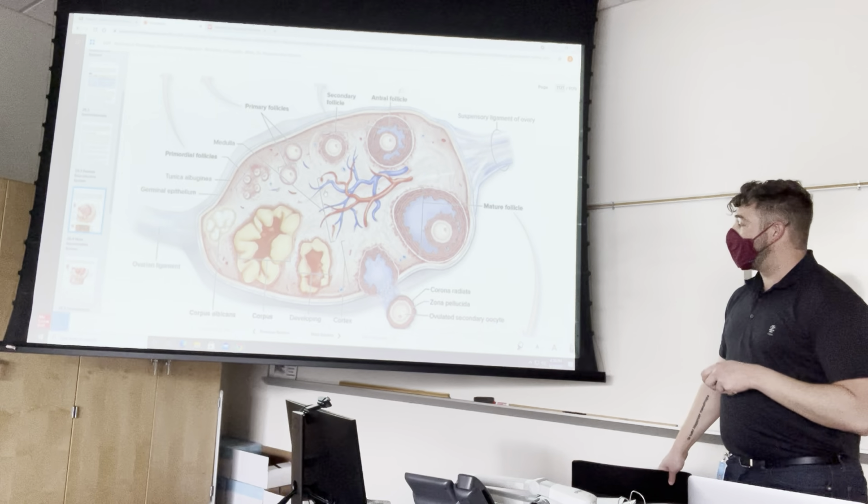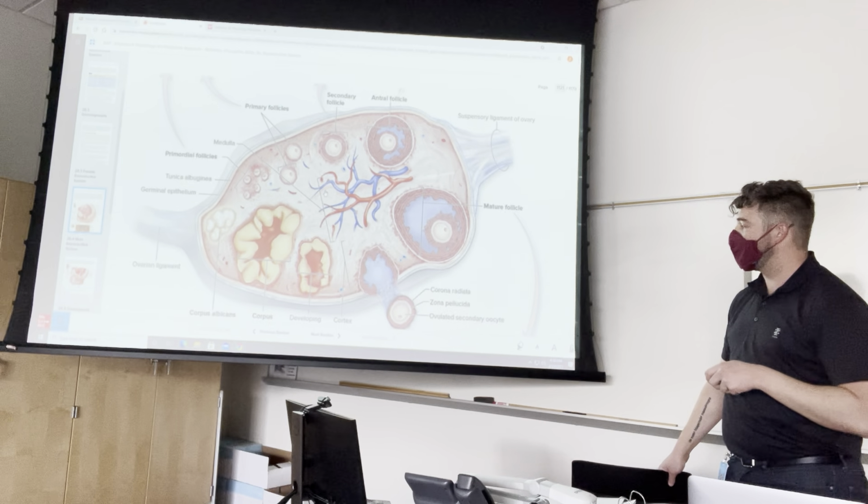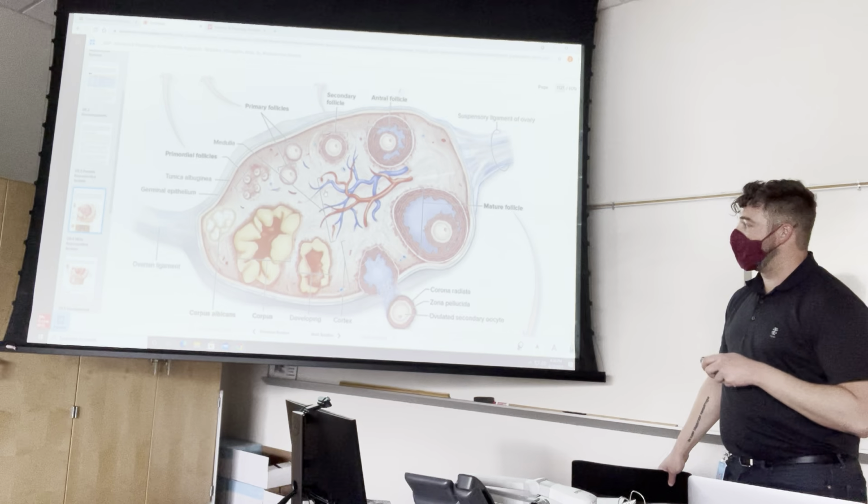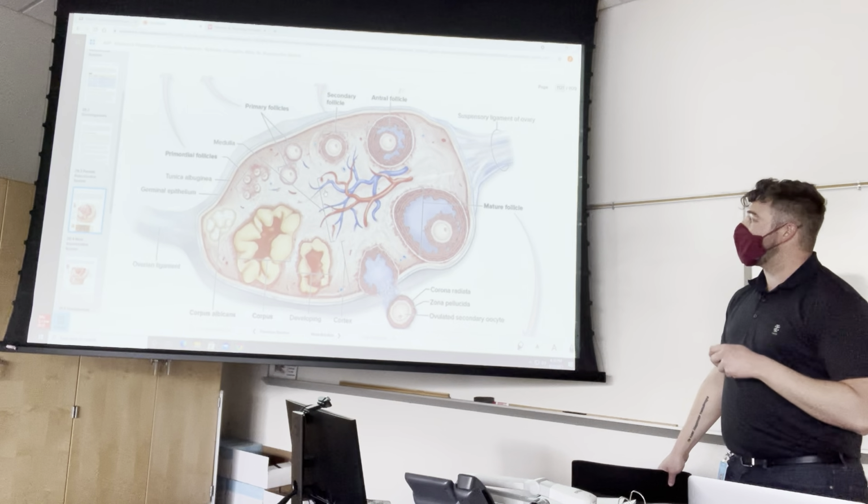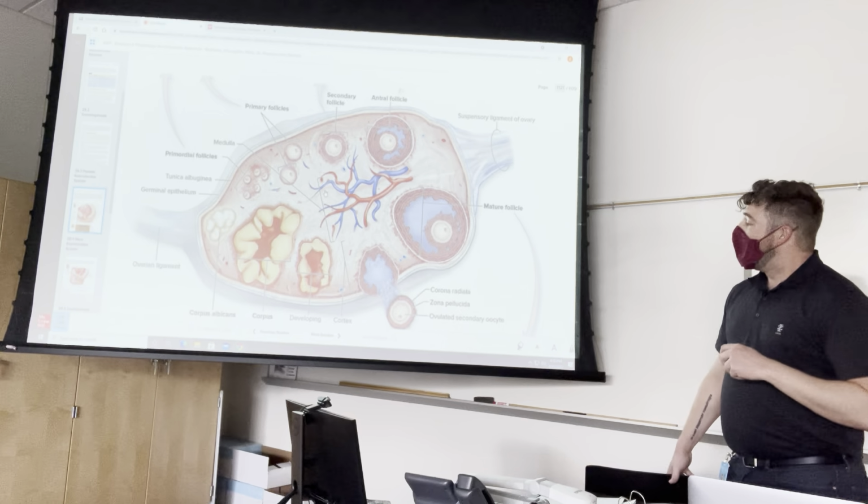It literally bursts through the ovary when the egg ovulates. All that ovulates is the oocyte. Some of the support cells become layers around the oocyte, but the rest of it will remain within the ovary. That cycle happens every month.